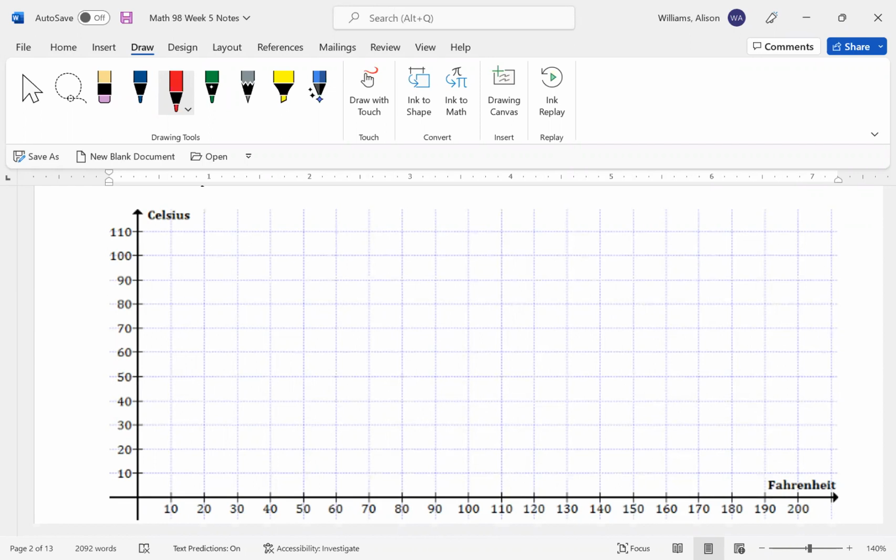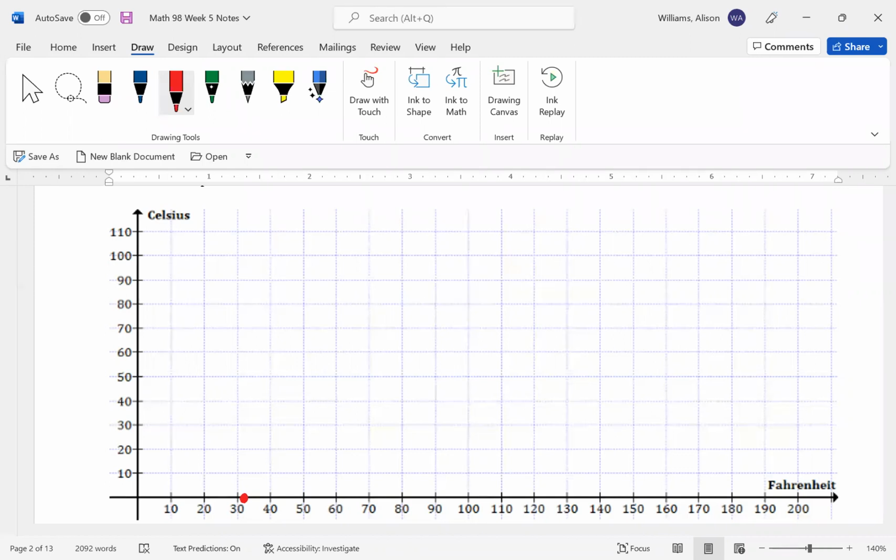Let's go ahead and use the ordered pairs they gave us. The first ordered pair was when Celsius is 0 degrees, Fahrenheit is 32 degrees. So 32 degrees Fahrenheit is right about here, wouldn't you say? Somewhere right there. But since it's 0 degrees Celsius, I'm going to put the dot right on the line. That's going to indicate 0 degrees Celsius, but 32 degrees Fahrenheit.